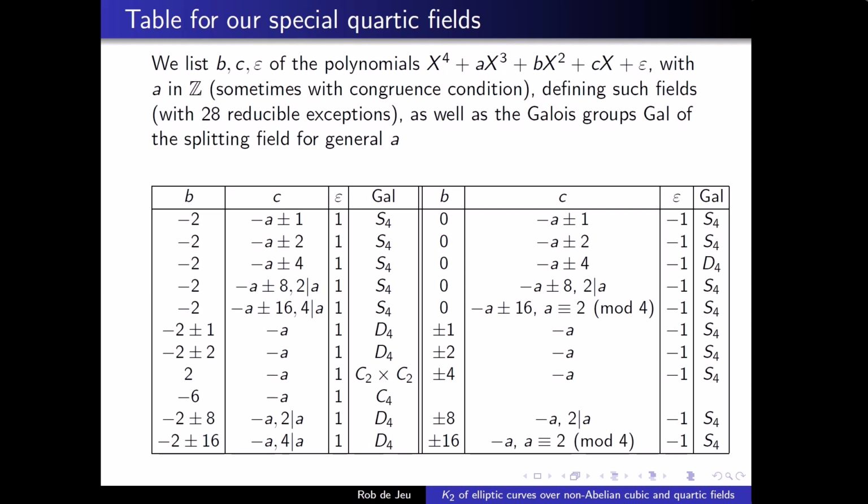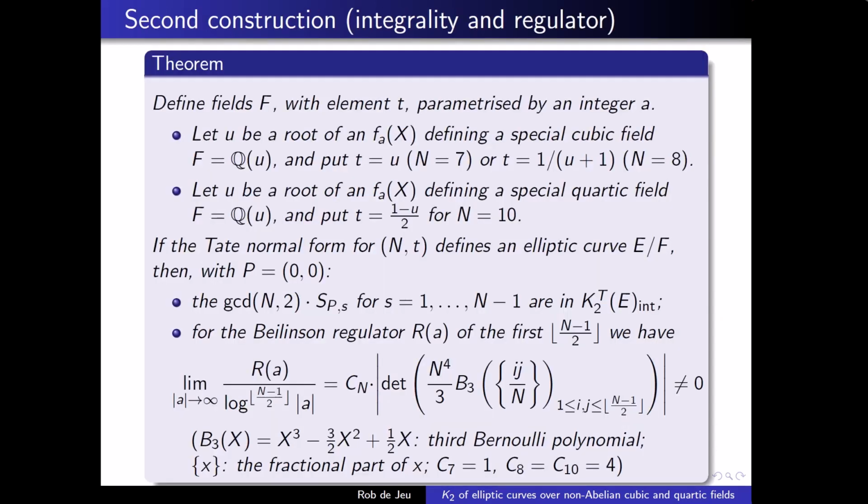Okay, so that means we have now for the Tate normal form for n equals 7, 8, root cubic fields that may be cyclic or may not be cyclic over Q. And for n equals 10, we end up with those 40 families of quartic fields. Okay, so let's summarize this here.